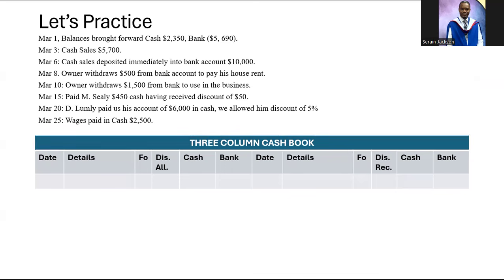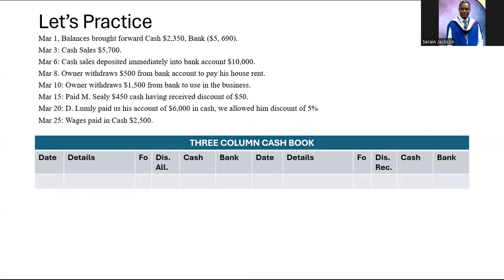Now let's practice. Now these transactions, I have made up some of them, while some of them I took from past paper, right? So some of these transactions are actually past paper transactions. You get what I'm saying? Now let's look at it. So we are starting, right? March 1, we are starting with the opening balances, right? It says balances brought forward.